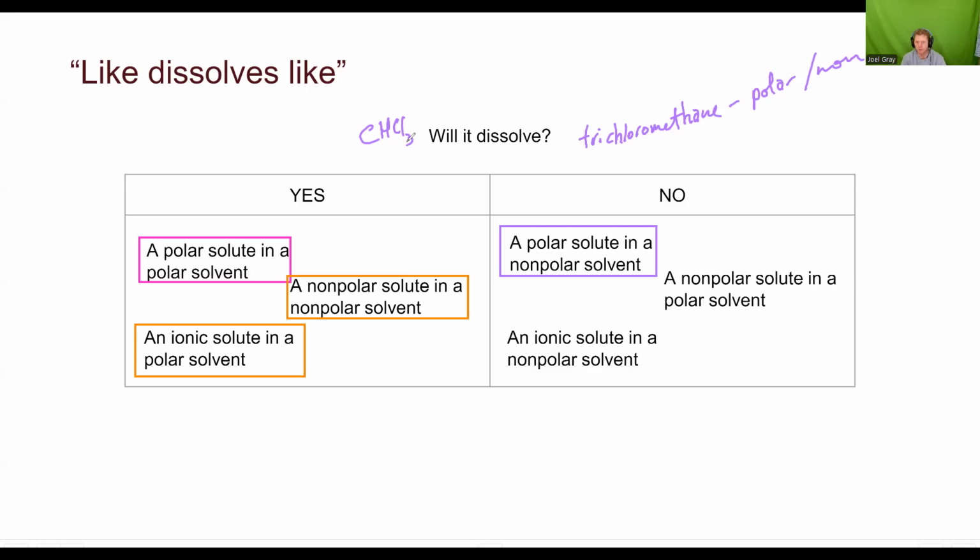Absolutely. It was a polar compound. You're absolutely right, everyone. Great job. Okay, my question for you is, will trichloromethane dissolve in water? Will it dissolve in water? Well, trichloromethane is polar. Water, is that polar or nonpolar?